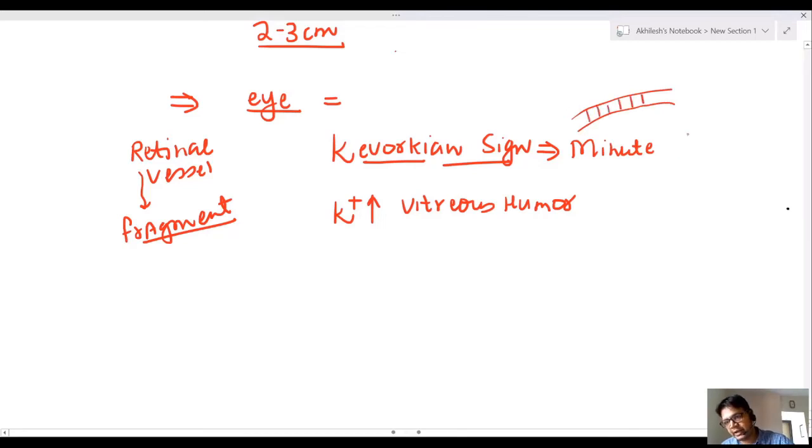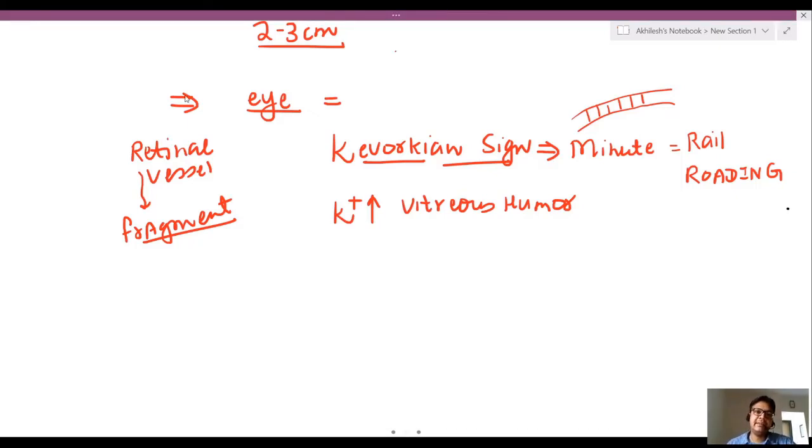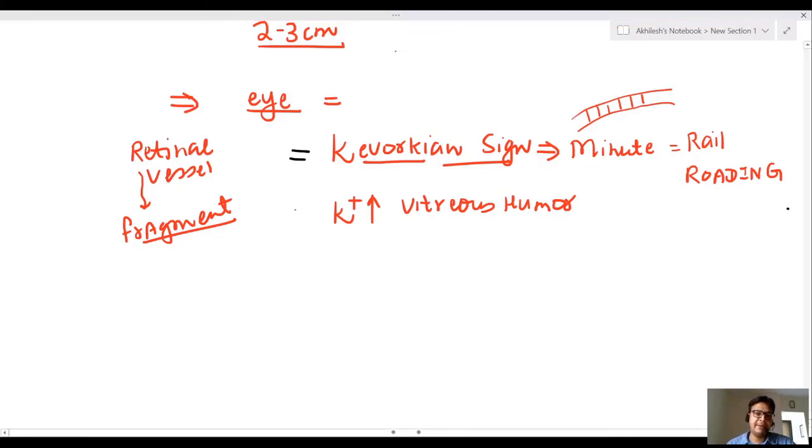Sir, this is known as railroading phenomena. This looks like a railroad. This is known as railroading phenomena within a few minutes. So this is the first change. You will see Kevorkian sign. Retinal vessels are fragmented. Second is potassium ion increases in vitreous humor.